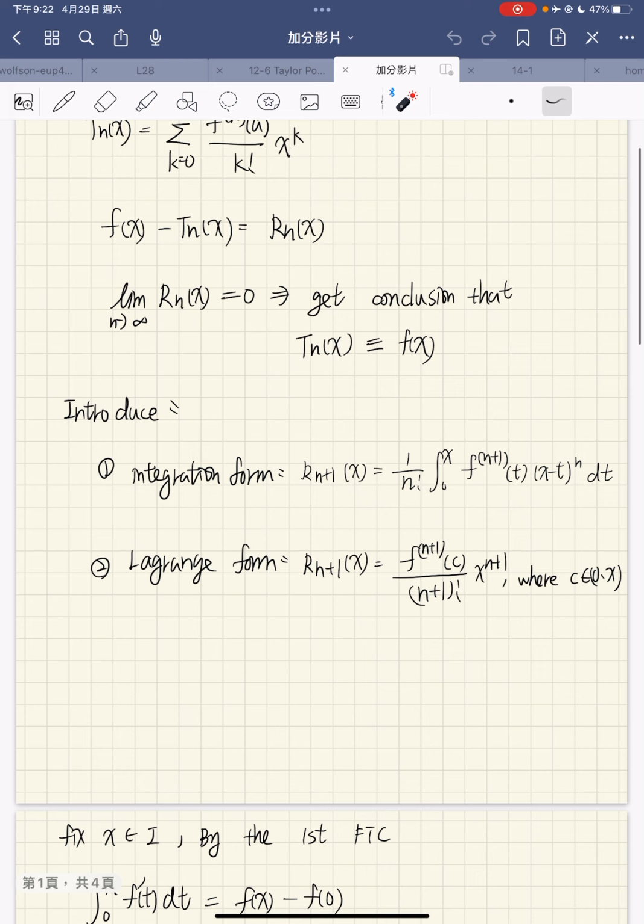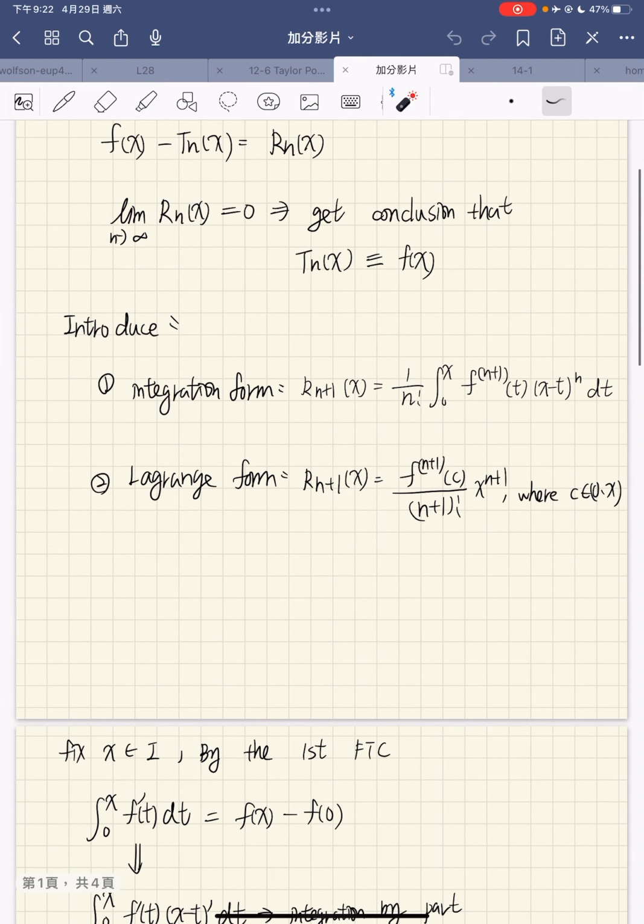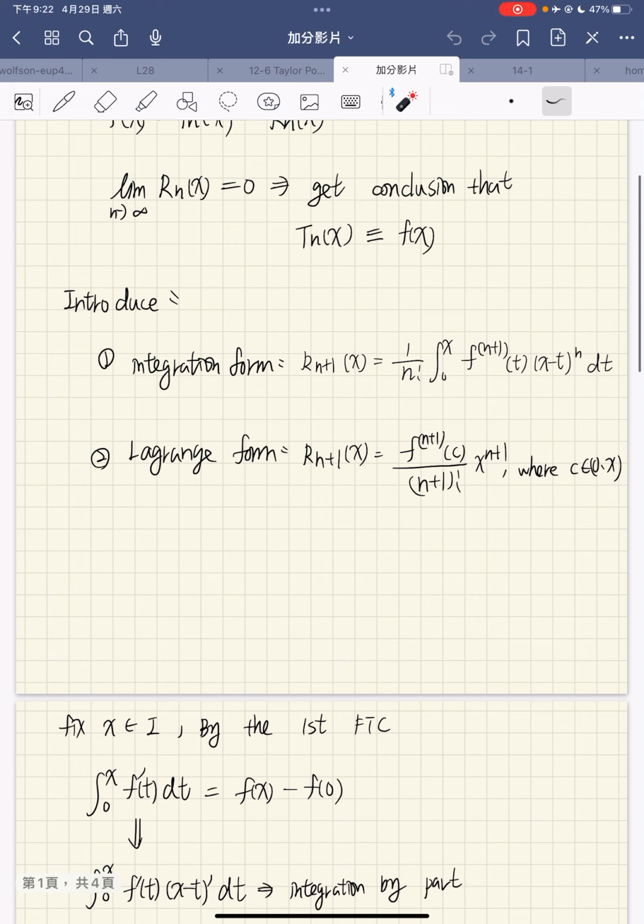Okay, and today I want to introduce two different forms to represent the remainder. The first form is the integration form. The integration form is just like this. And the second form is the Lagrange form. And the Lagrange form is just like this. Okay.